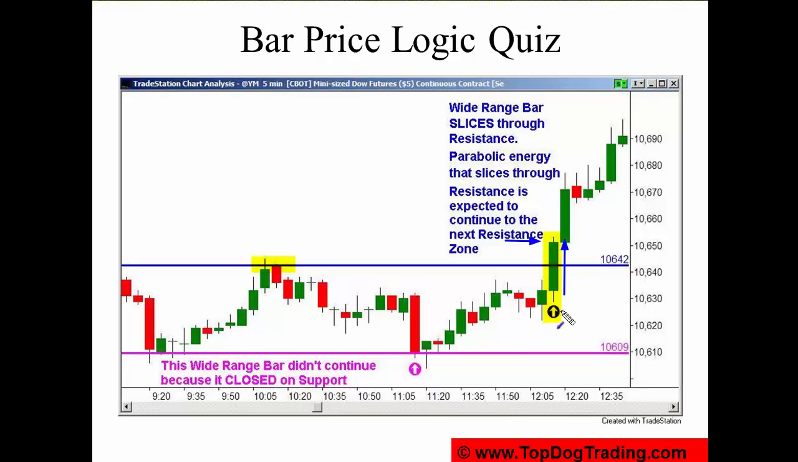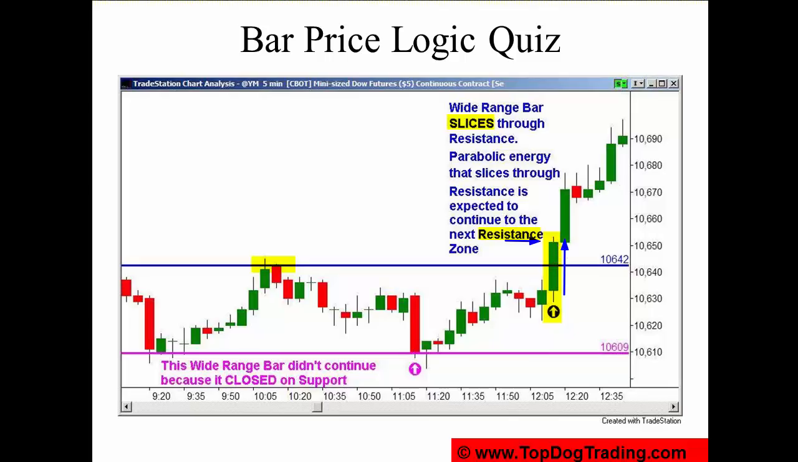So the market is slicing. Notice the word slicing. We use the capital letter ones there because that's more dramatic. And then we look for it to go to the next resistance zone. Now, you might say, oh, that could go either way. It could, but that's one strong indication, right?